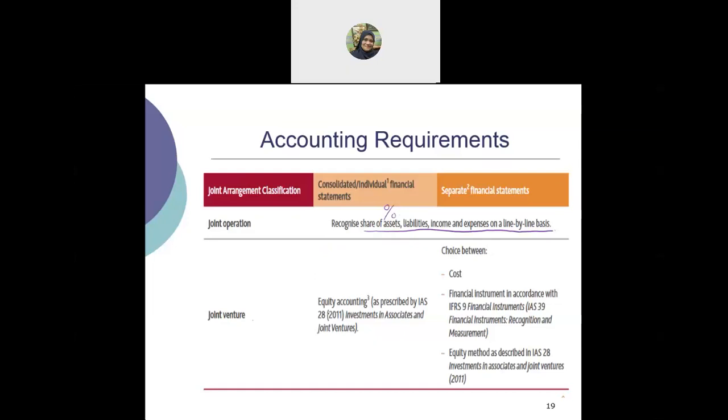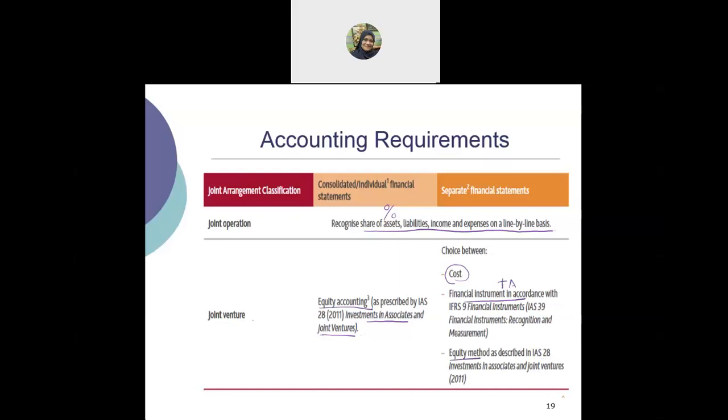Okay, for joint ventures, we're going to use equity accounting or the equity method. The equity method is also applicable for investment in associates, and also applicable for joint ventures. It means that joint ventures are going to use the same accounting treatment as investment in associates. In preparing separate financial statements, they can choose either to recognize the investment at cost, or to use financial asset instruments according to MFRS 9, and then using the equity method as described by standard 128.